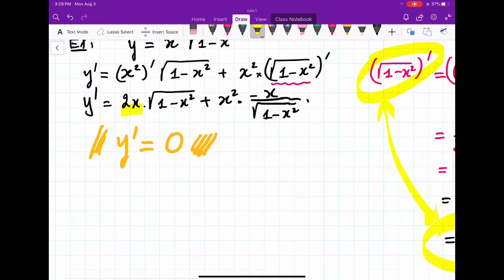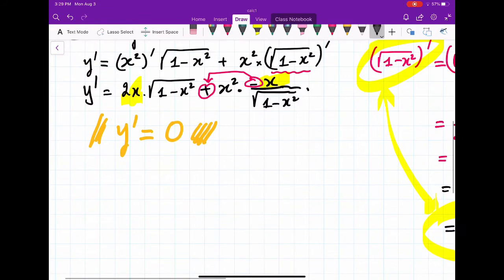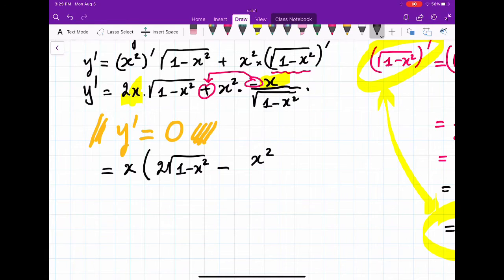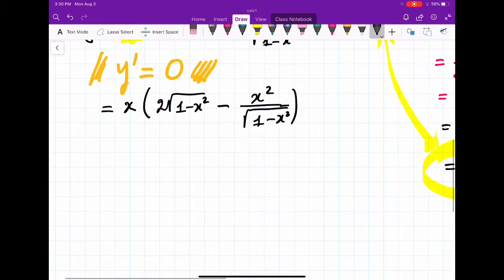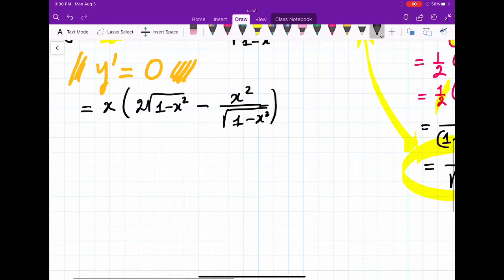Since I see x in here and x in here, I can factor that out. If I have negative in here, I compare with positive, I will get negative. So I have the following: x times, inside, 2 times the square root of 1 minus x squared minus x squared over the square root of 1 minus x squared. In my experience, some students might have trouble with this. This is of the form 2a minus b over a, where a is the square root of 1 minus x squared.